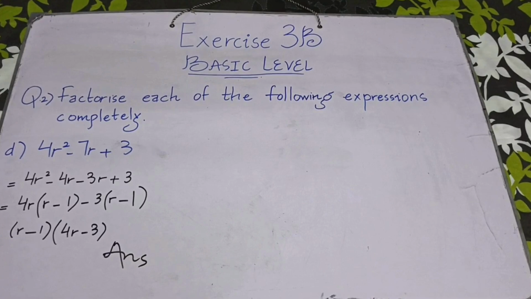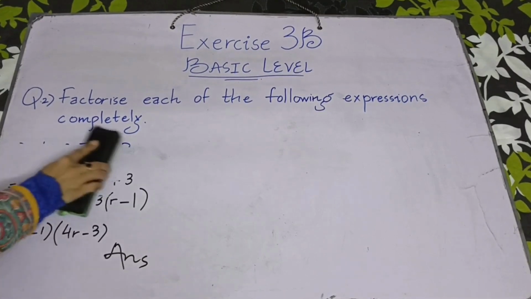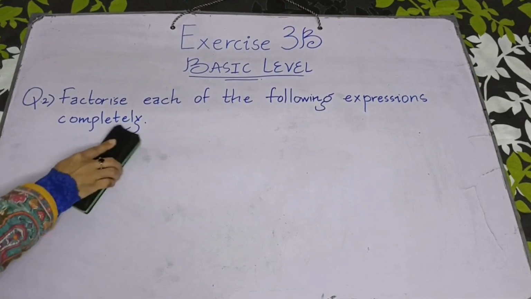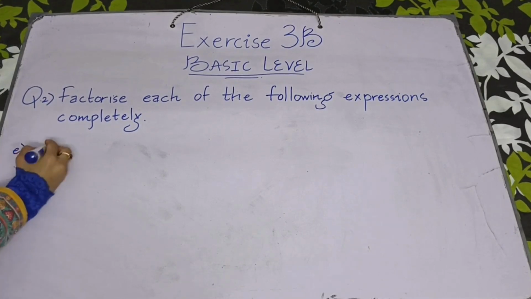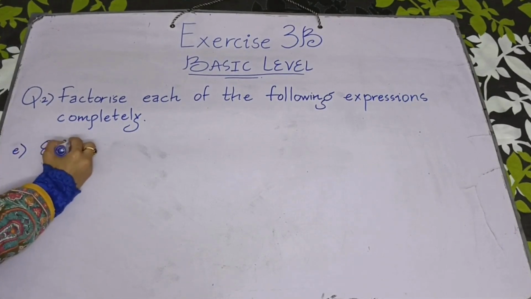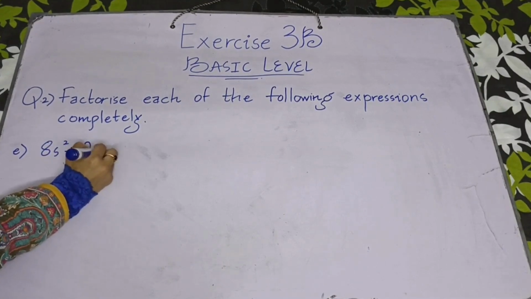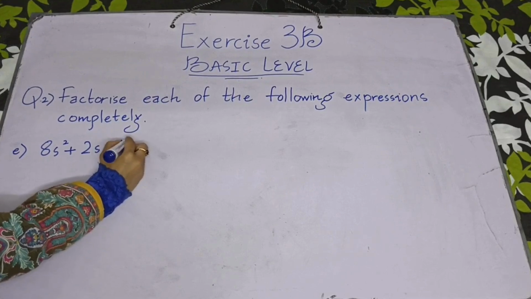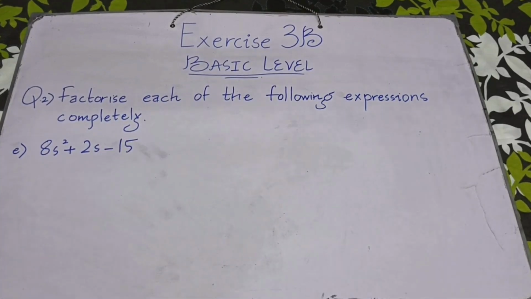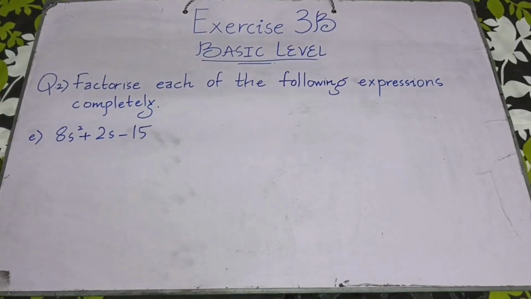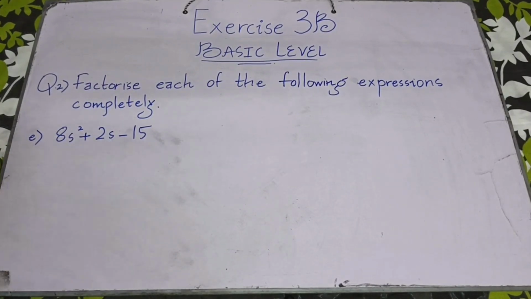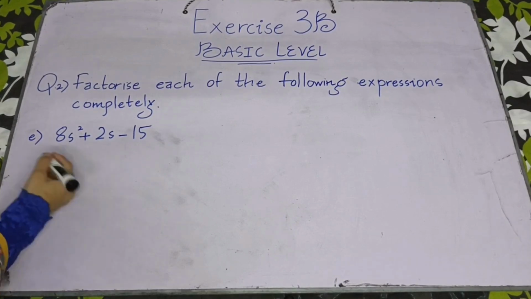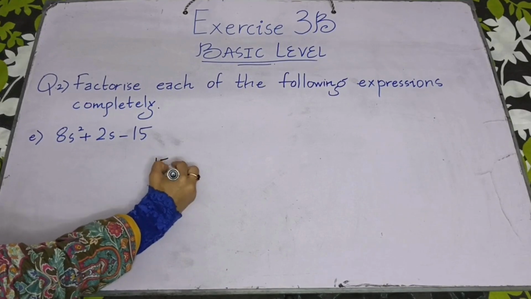Now, moving to part E of question number 2. Part E says 8s square plus 2s minus 15. Again, the same strategy. 15 will be multiplied with 8.